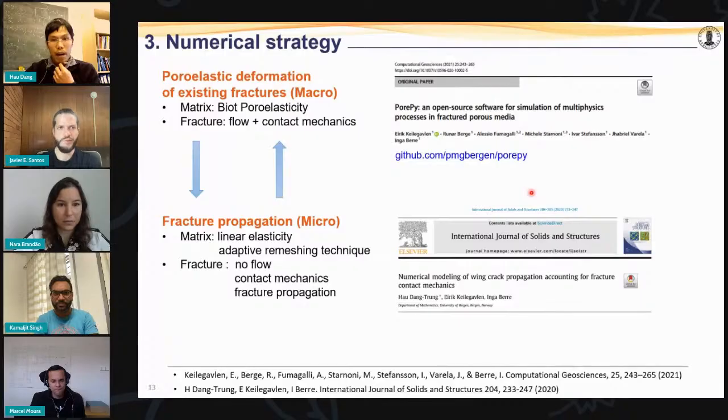To do it, I combine my study with open source software developed by my group named PorePy. At each time step, I use PorePy for solving poroelastic deformation of existing fractures at the macro scale. Then, I use the micromechanical solution as boundary conditions in the micro scale to determine a new fracture. If any fracture is propagated, I have to update the geometry before I go to the next time step at macro scale.